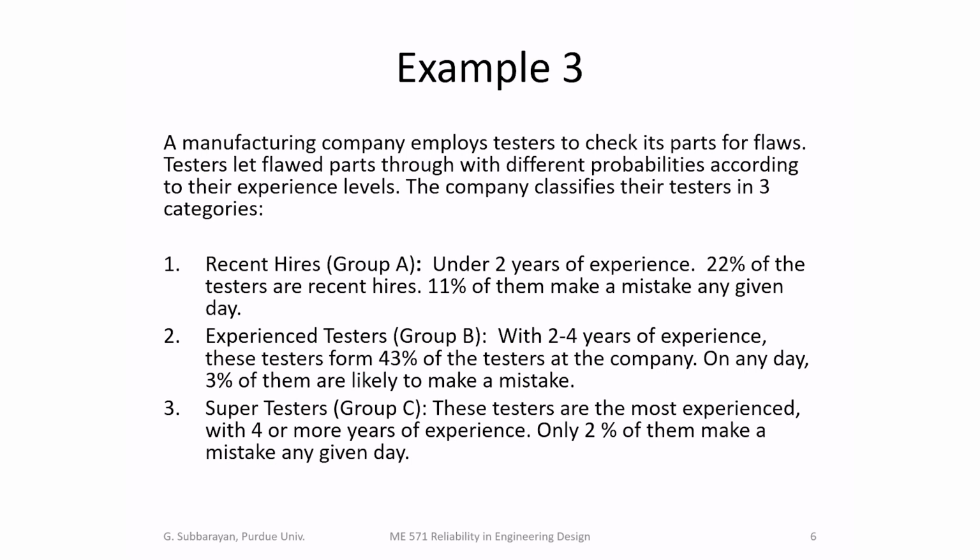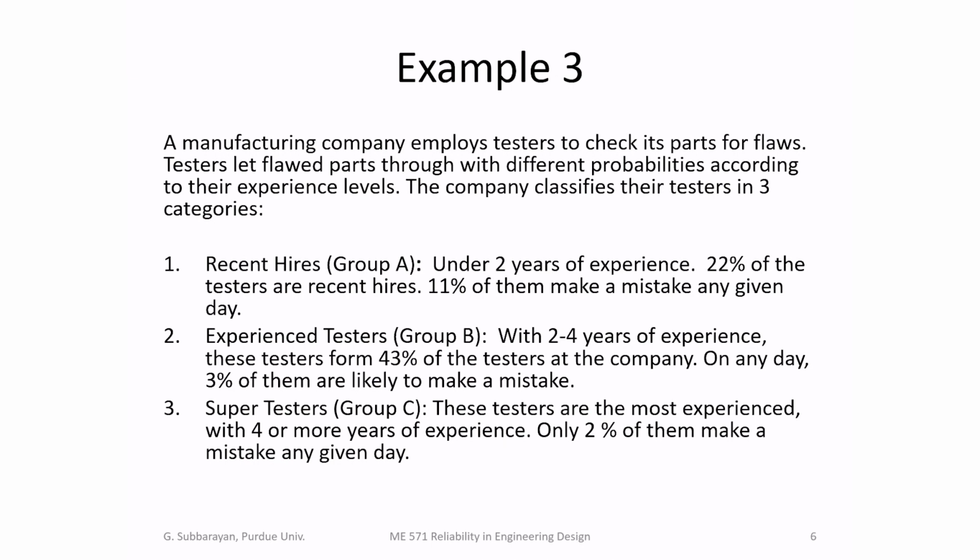Experienced testers are group B. They have 2 to 4 years of experience, and these testers form 43% of the employees, and only 3% of them are likely to make a mistake on any given day. And then there is a third group, super testers, group C, and they are the most experienced with 4 or more years of experience, and only 2% of them make a mistake on any given day.